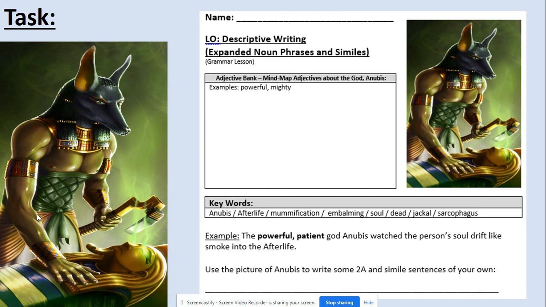So all I want you to do for your task today is to have a go at this. Your adjective bank is where you mind map all of your adjectives and information about Anubis. Got some keywords there at the bottom: Anubis, afterlife, mummification, embalming, soul, dead, jackal, and sarcophagus. And what I want you to do is have a go at writing some two-way sentences of your own and some simile sentences of your own based on the information in that text.